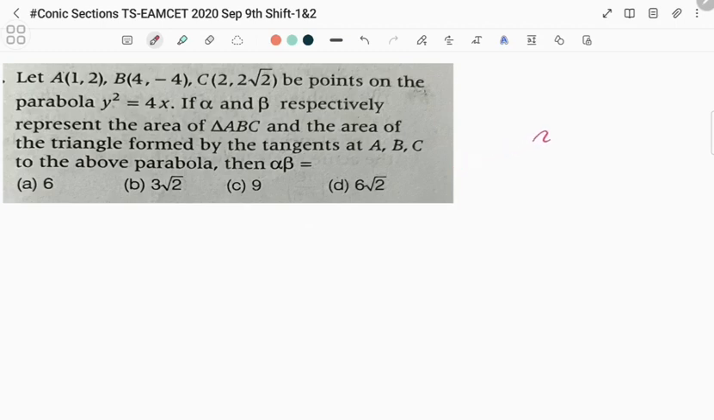The first question here. Let A(1, 2), B(4, -4) and C(2, -2√2) be the points on the parabola. If alpha and beta respectively represent the area of triangle ABC and the area of the triangle formed by the tangents at A, B, C to the above parabola, then find the value of alpha beta.